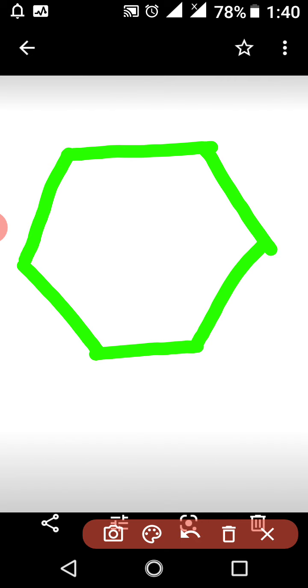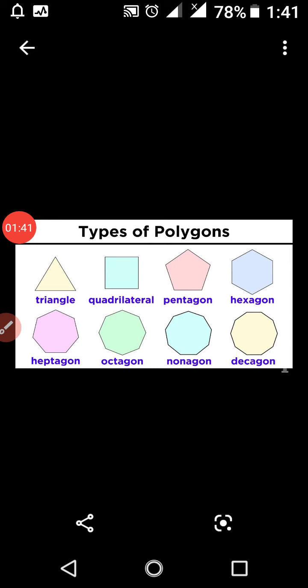So a polygon means a simple closed figure. It is a closed figure, not an open figure. A simple closed figure which is bounded by line segments is known as a polygon. Now we will see the names of the polygons. Polygons are named according to the number of sides.